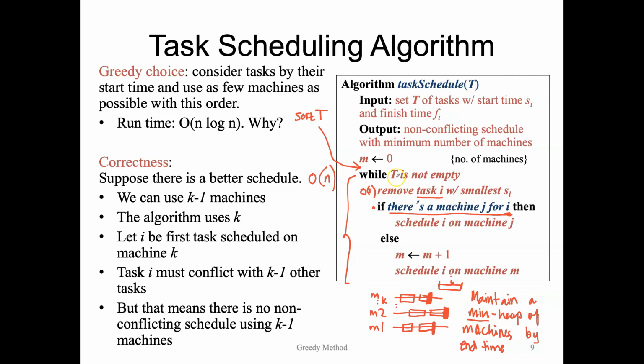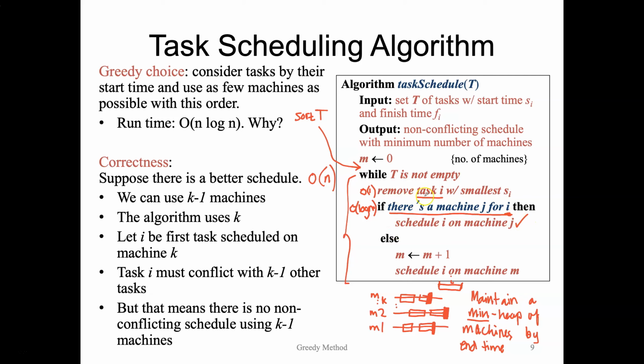To remove it would be log of whatever the size of our heap is. Now this is the number of machines that we have, but in the worst case we've got n machines, one for each task. And we're going to compare our task against that single machine. If that task doesn't conflict with this machine, then perfect, we've already got the machine that we need in order to schedule our task on. In doing so, we change the end time of that machine, so we're going to add it back to our heap with that new value, which is also log n.